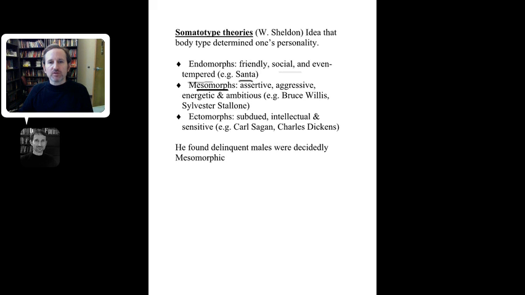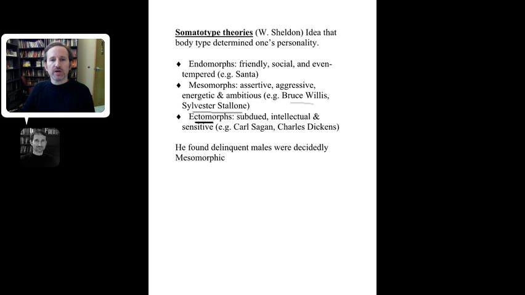Mesomorphs have a very different physiology. They're assertive, aggressive, energetic, and ambitious, and they're much more muscle-bound as people. And so you see examples like, for example, Bruce Willis, Sylvester Stallone. You could put Mike Tyson in that list. But generally speaking, very muscular and very active.